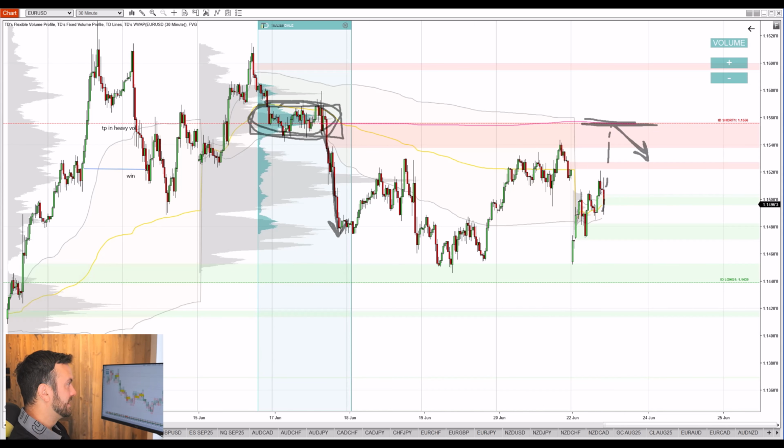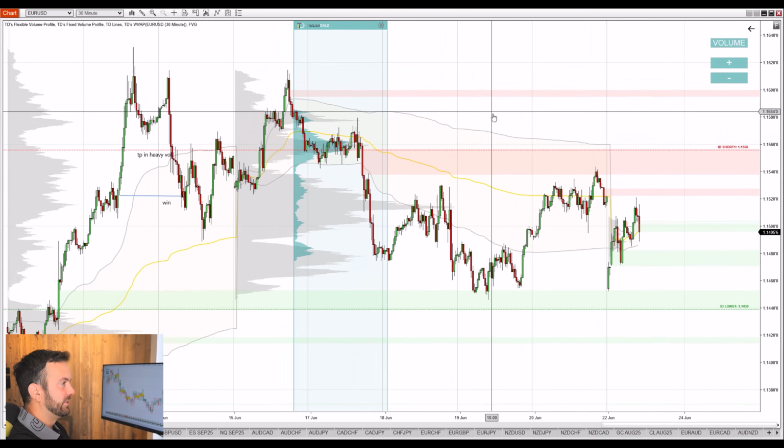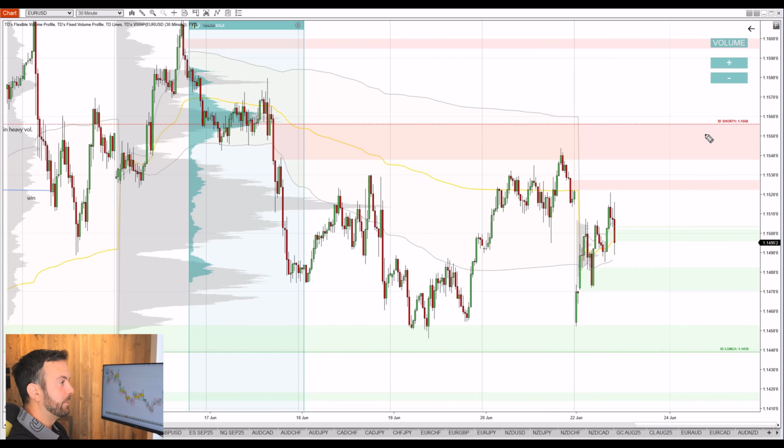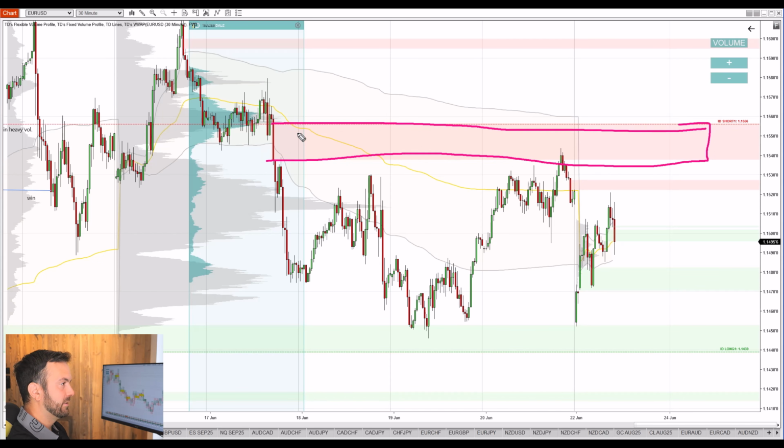Now, additionally to that, there's also one more setup here, and it is a fair value gap. It's highlighted in red, this area, that's a fair value gap. And in a short trade scenario, I like to trade from the beginning of the fair value gap, which is right here.